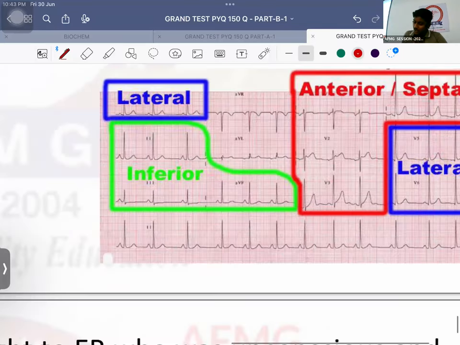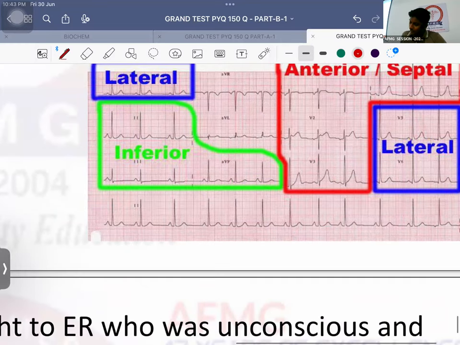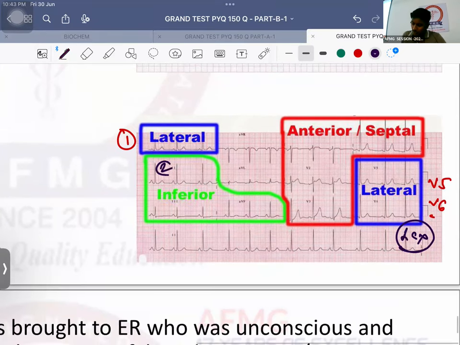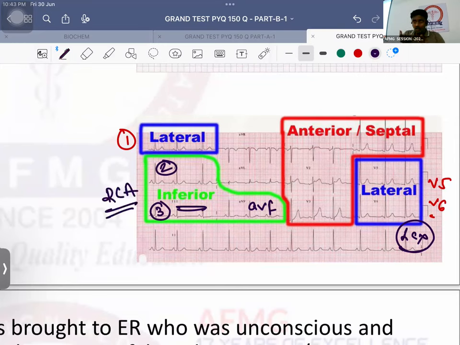Yaad rakh lo bacho, if it is in lead 1, V5 and V6, it is lateral wall MI. Due to which artery blockage? Left circumflex artery blockage. If it is in lead 2, lead 3 and lead aVF, it is inferior wall MI. Due to which artery blockage? Right coronary artery blockage. Why? Because the inferior wall of the heart is formed by the right ventricle, which is supplied by the right coronary artery.